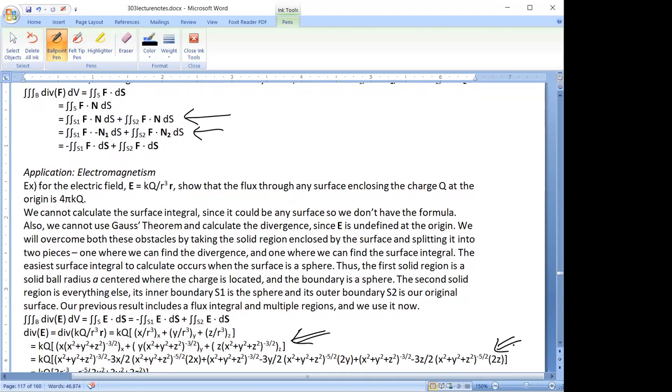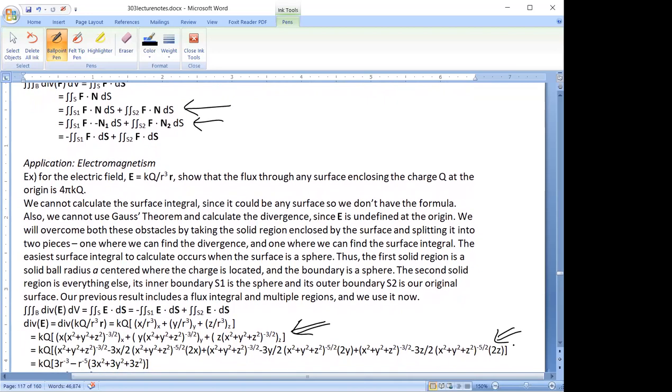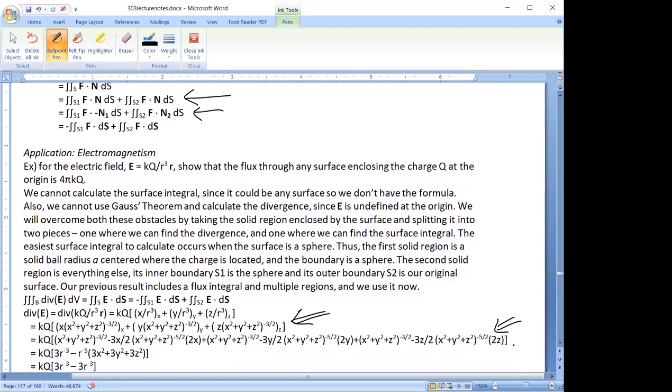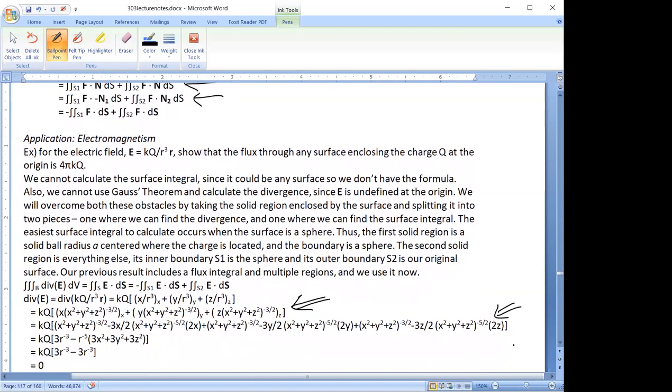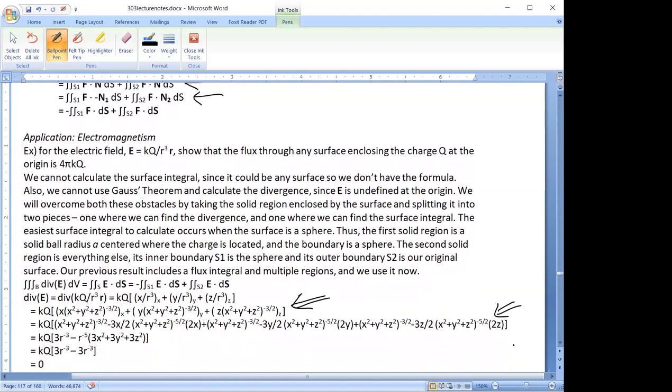So doing a bit of algebra and working it all out, this actually simplifies to the following thing. 3r to the negative 3 minus r to the negative 5 times (3x squared plus 3y squared plus 3z squared), which of course is just 3r to the negative 3. And look at that, it cancels. So the divergence of E is just 0, as long as r is not 0, is defined.